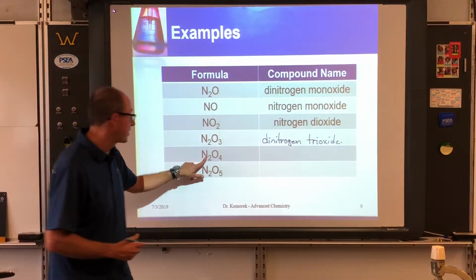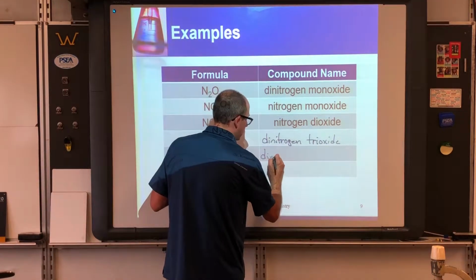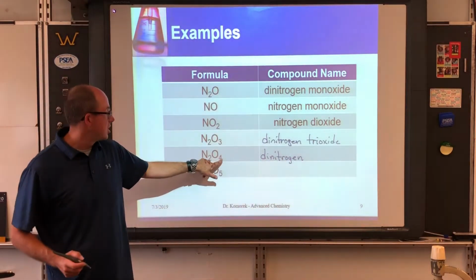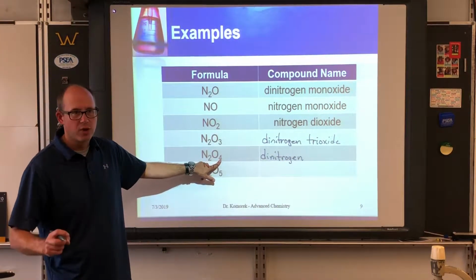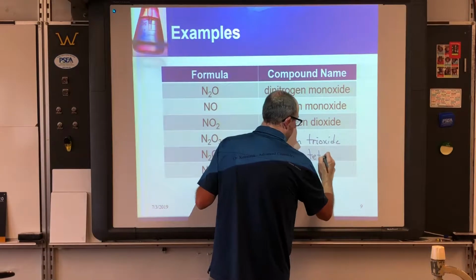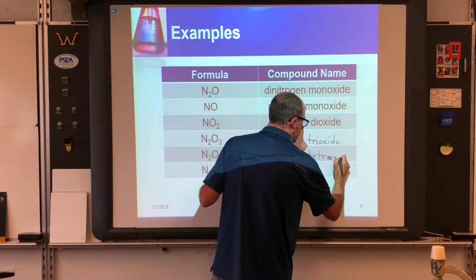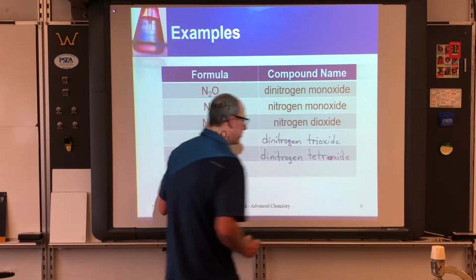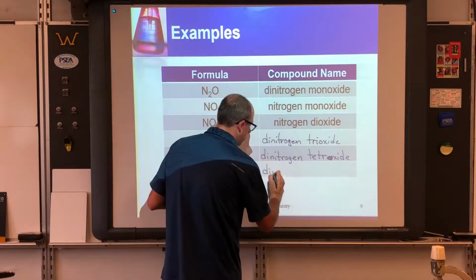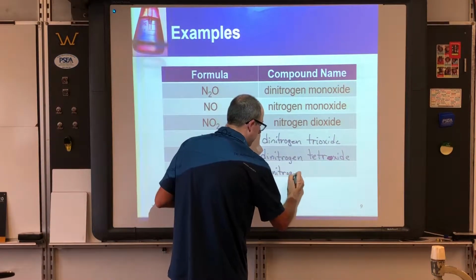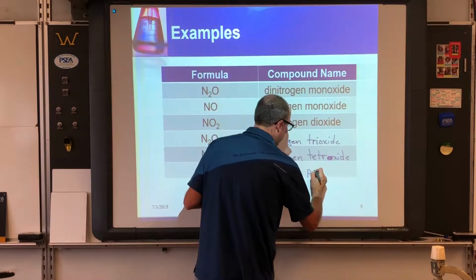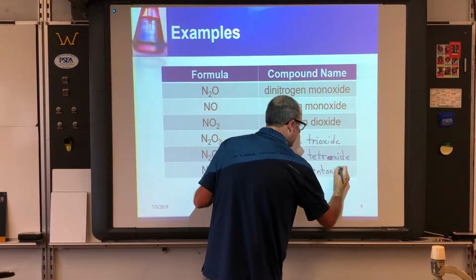For the next example, nitrogen, 2 of it. First element only gets a prefix if you have more than one. So again, the prefix di is used for dinitrogen. For the second element, the oxygen, there are 4 of it. The prefix is tetra, drop the A because you're adding it to oxygen, and it becomes tetroxide. And in the last one, dinitrogen, because you have more than one nitrogen. And for the second element, there's 5 oxygens. We use penta, drop the A, and it becomes pentoxide.